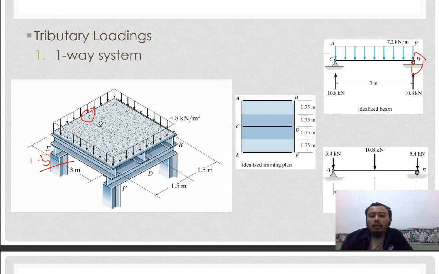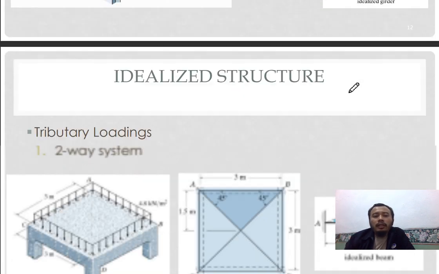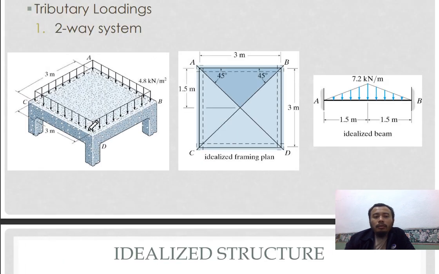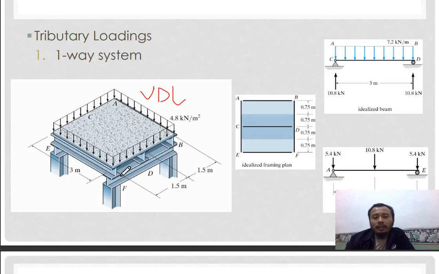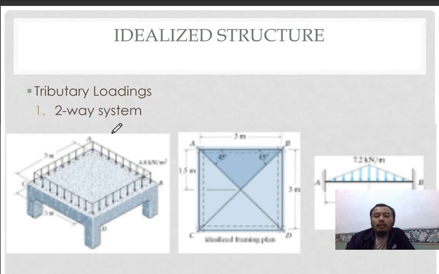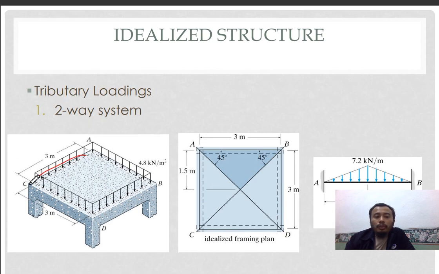So that's how you distribute your loading in the one-way system. So basically, if it is a slab, it will be UDL, uniformly distributed load. So next is the two-way system. In the one-way system, you're being supported at one edge, at each edge. But in two-way, you're being supported in two axes. So basically, four beams are supporting the slab.